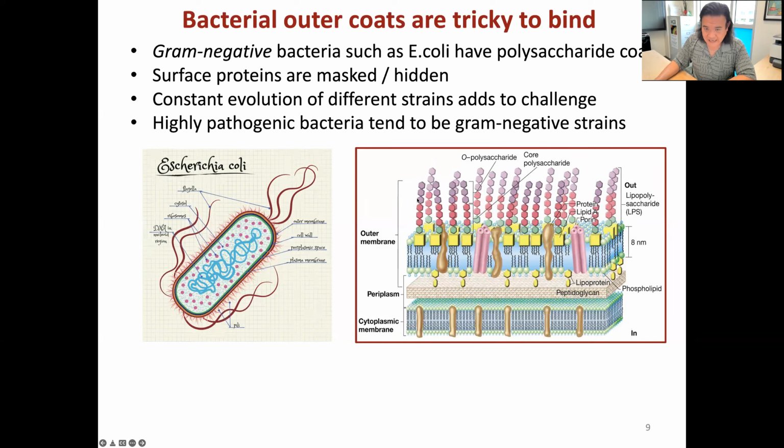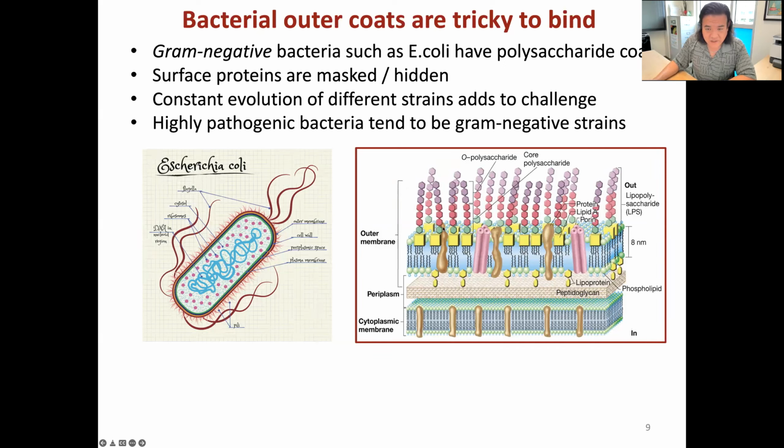long polysaccharide chains, right? Each one of these little hexagons, for example, is an individual sugar molecule, and they are attached to these lipids in the membrane. So we call these types of molecules lipopolysaccharides, or LPS. These lipopolysaccharides basically serve as a very thick shag carpet, right?